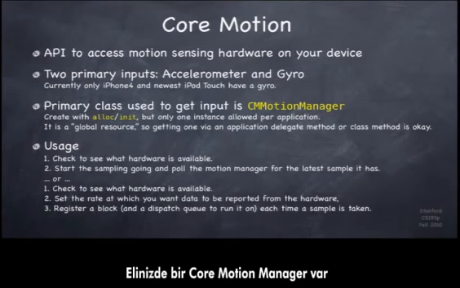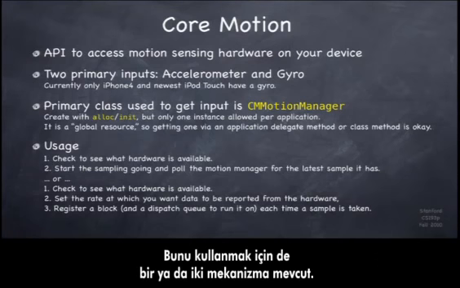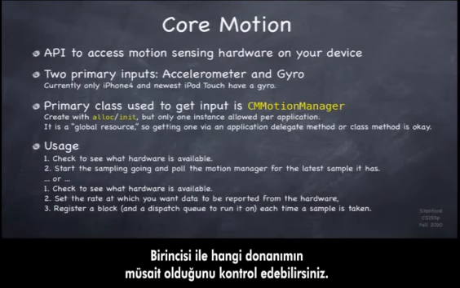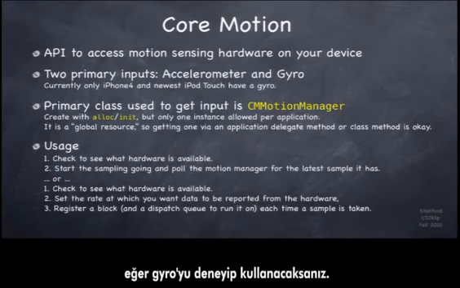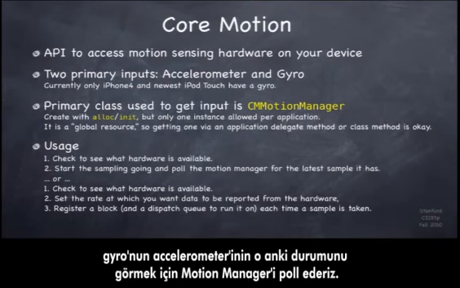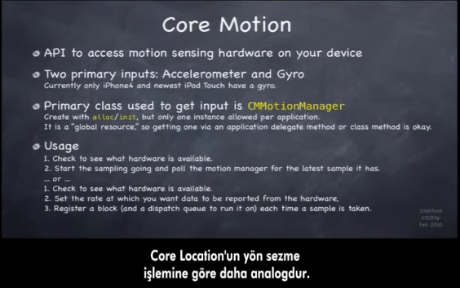You have this Core Motion manager, and you have one of two different mechanisms for using it. One is you check to see what hardware is available, especially to see if it has a gyro, if you're going to try and use that. And then you just start the sampling going and you poll the motion manager for the current state of the accelerometer or the gyro. So that's kind of a polling model. And again, this is very analogous to what Core Location does for location sensing.